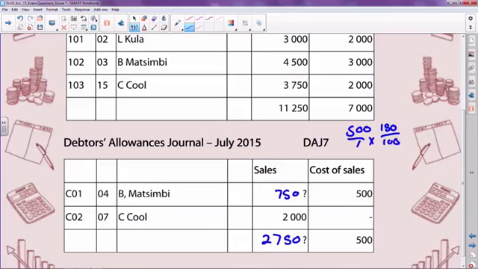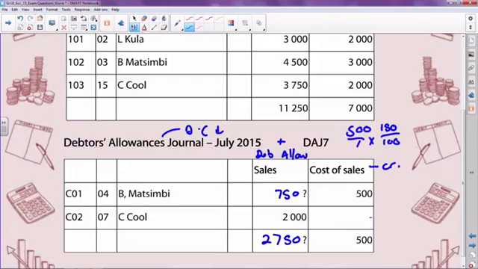Now, where do I place all these amounts? Remember, your sales won't be affected here. It will be your debtors allowances. Remember that. That's a trick. So your debtors allowances will have to go up. Your debtors control needs to decrease because they return to us. And then we're going to look at your cost of sales as well. Cost of sales going down on the credit side.